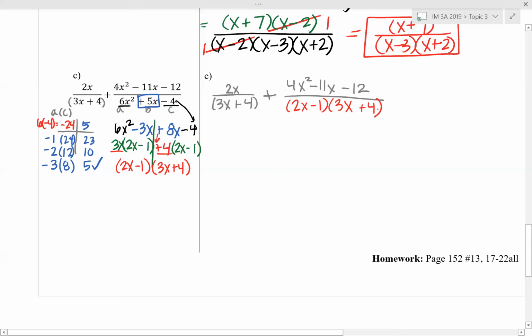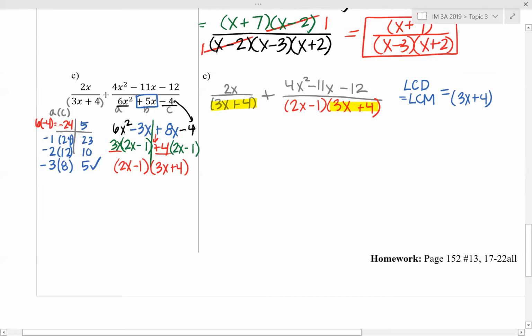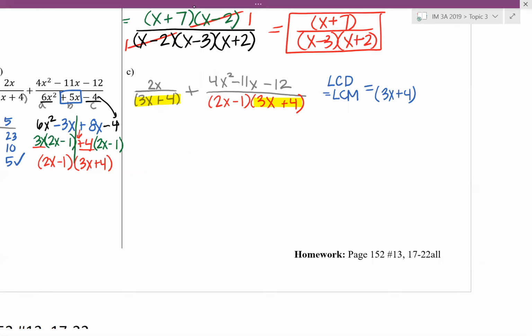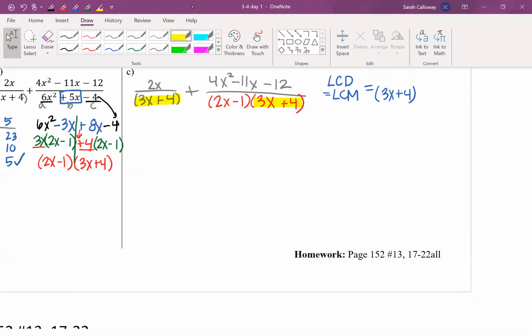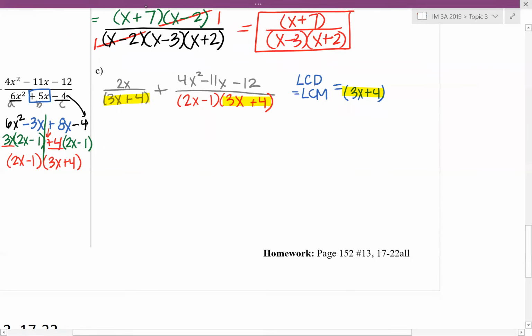So the purpose of factoring the denominators is so that if they share a common factor, we know that that's going to be a piece of our common denominator. So we always want to find the least common denominator, the LCD, by finding the LCM, the least common multiple, between the denominators. So since I see that they both have a 3x plus 4, that tells me that my common denominator or my common multiple is going to include that 3x plus 4.